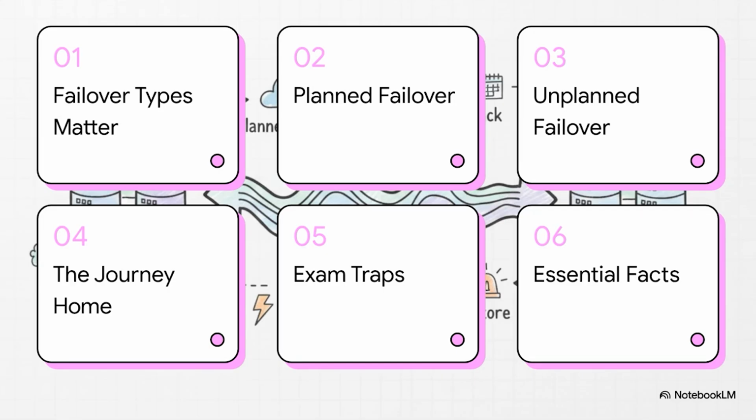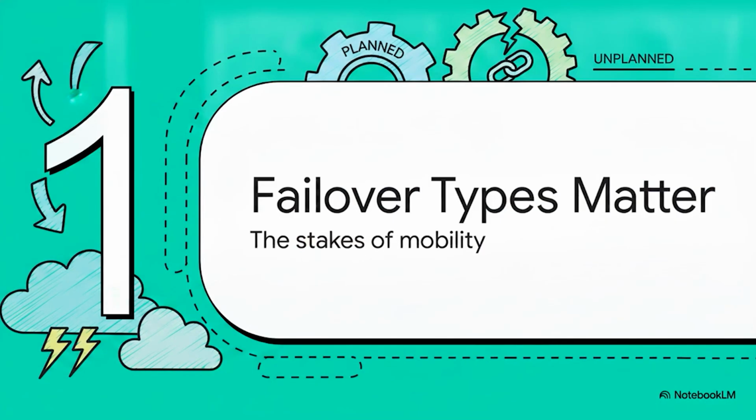So here is our agenda for the explainer today. We'll start with Section 1, why failover types matter, move into Section 2, planned failover, the migrate option, and then Section 3, unplanned failover, activate. After that, we'll hit Section 4, the journey home, failback, dive into Section 5, exam traps and edge cases, and finally wrap up with Section 6, essential facts to memorize. All right, let's get right into Section 1, why failover types matter.